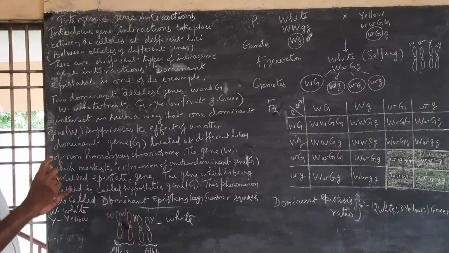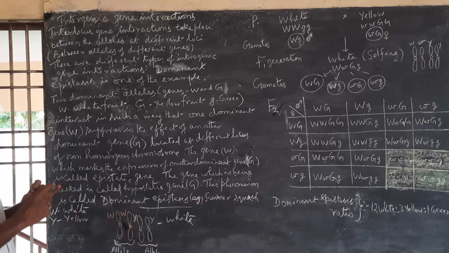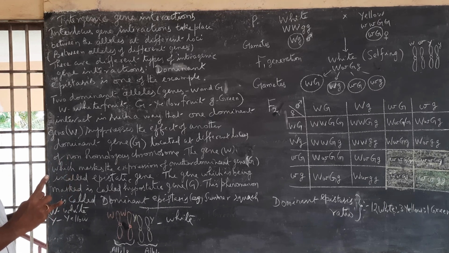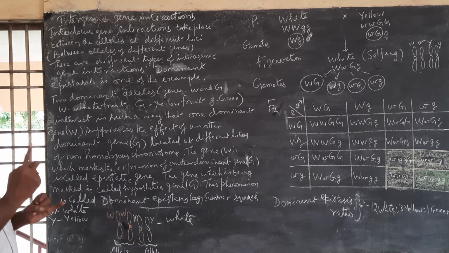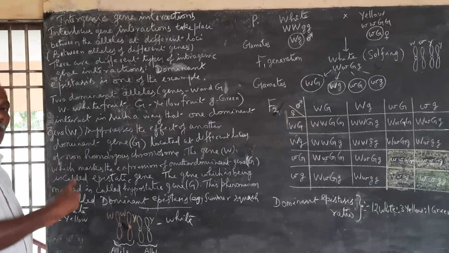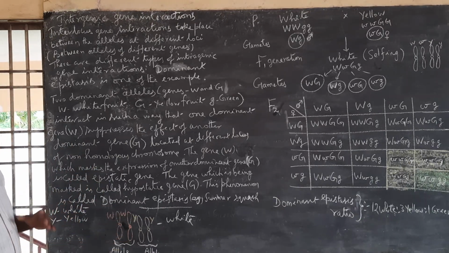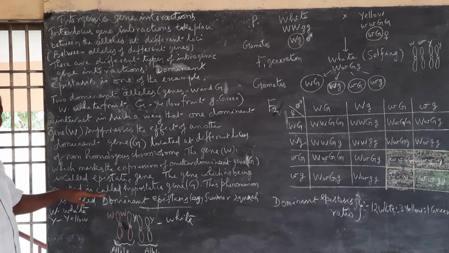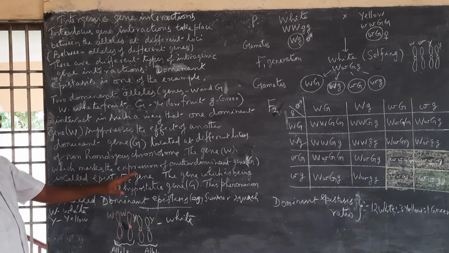So in dominant epistasis, the interaction takes place between two non-allelic dominant genes in such a way that one dominant gene produces its phenotype irrespective of the presence or absence of another dominant gene. That gene is called the epistatic gene. Now, the gene which is being masked by the epistatic gene is called the hypostatic gene.